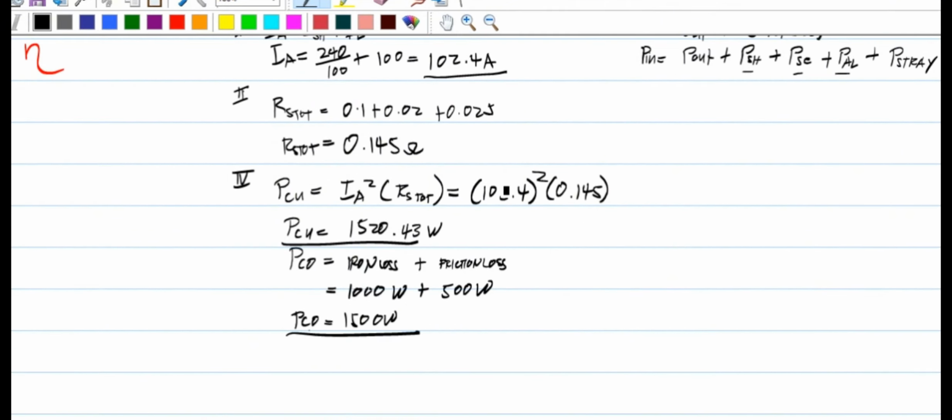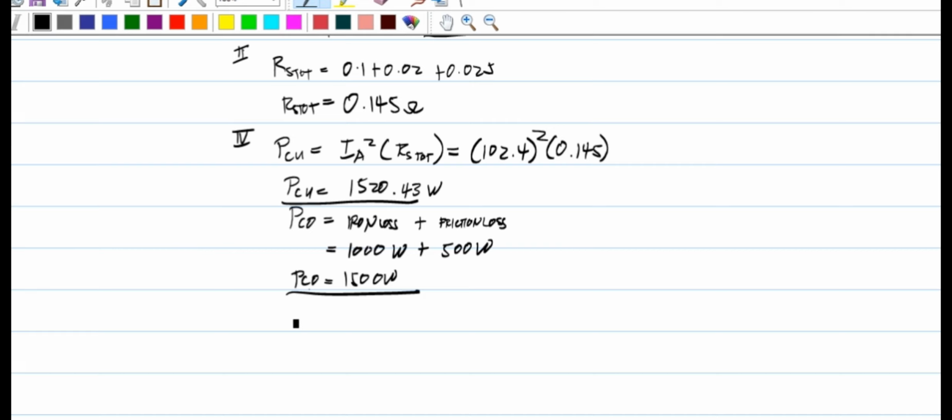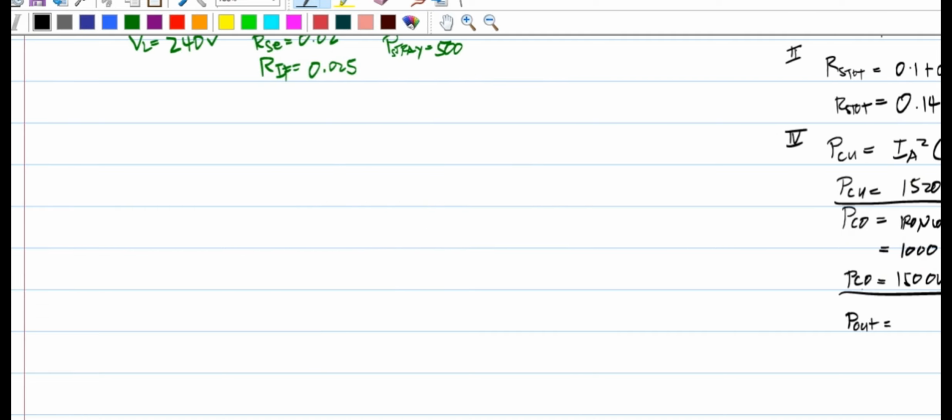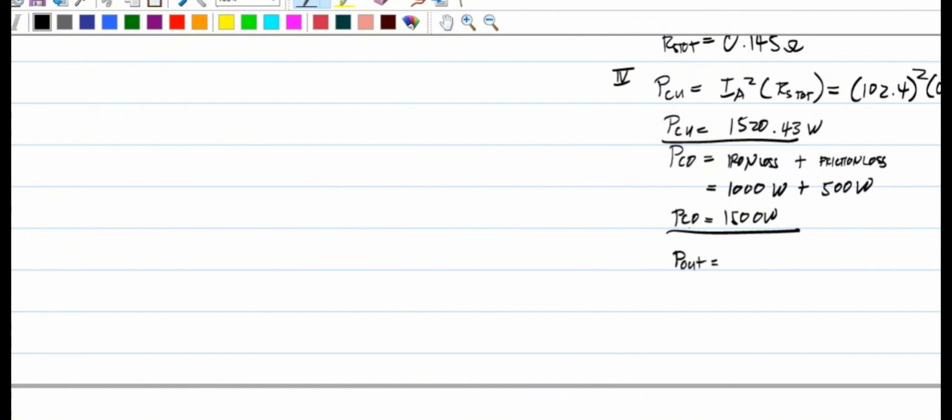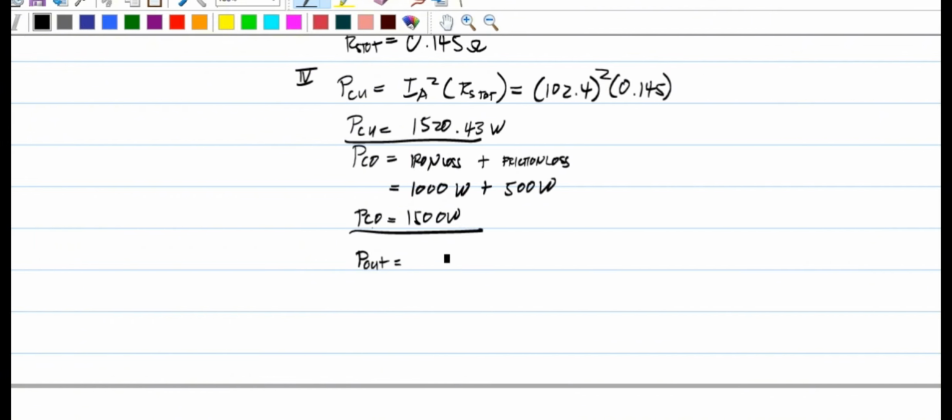Now we have PCU, PCO, and the output. P output is simply VL times IL. We have VL of 240 and IL of 100 amperes. Therefore, VLIL is 240 times 100 amperes, which is equal to 24,000 watts.